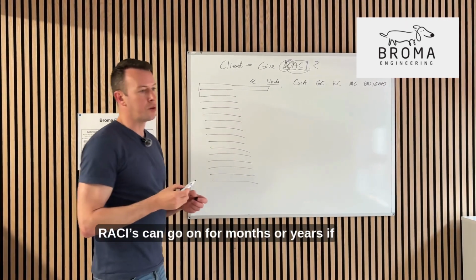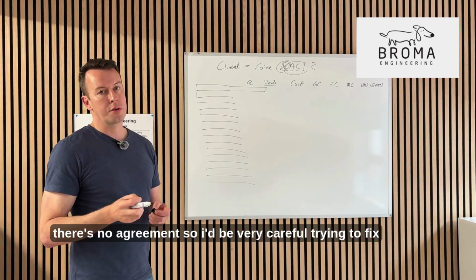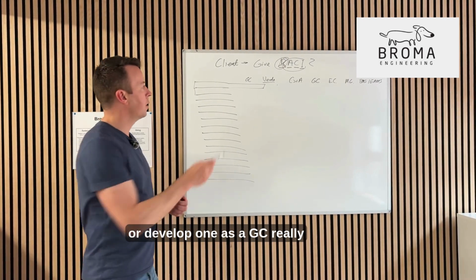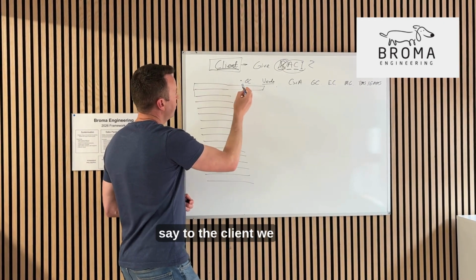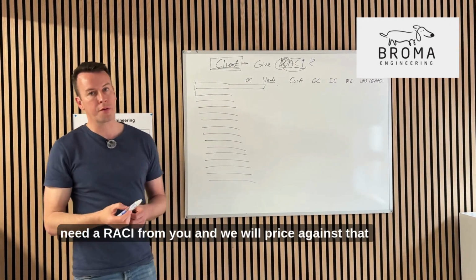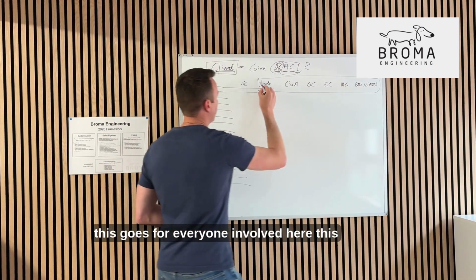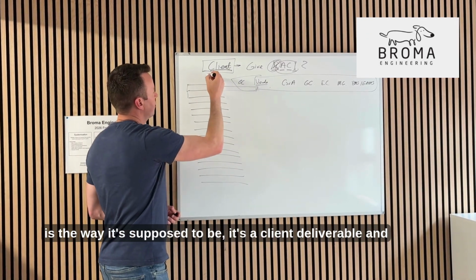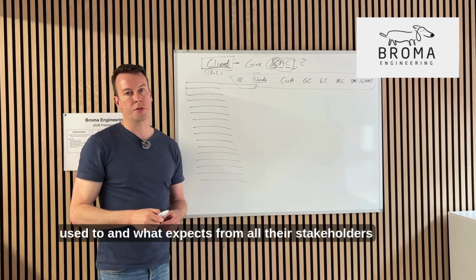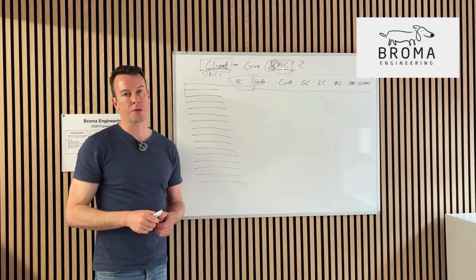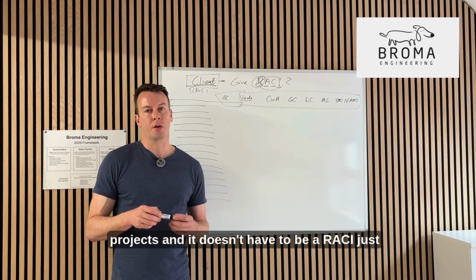These RACIs can go on for months or years if there's no agreement. So I'd be very careful trying to fix or develop one as a GC. Really, this is what you want to be looking for at the beginning of the contract, at the initiation. You say to the client, we need a RACI from you and we will price against that. This goes for everyone involved here. This is the way it's supposed to be. It's a client deliverable, and everyone works to what the client is used to and expects from all their stakeholders.